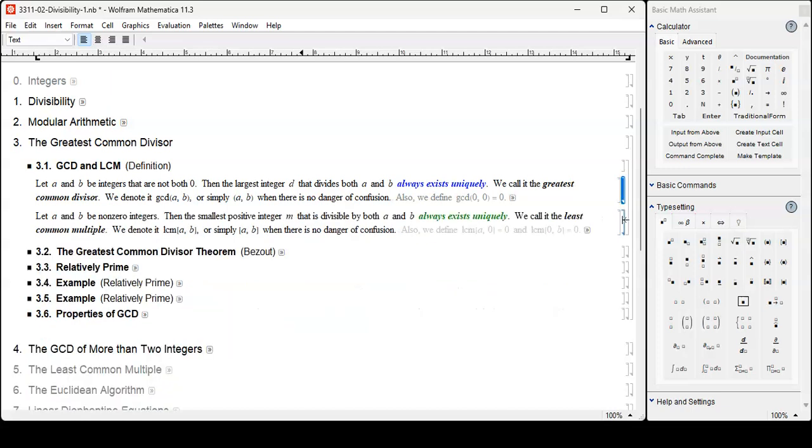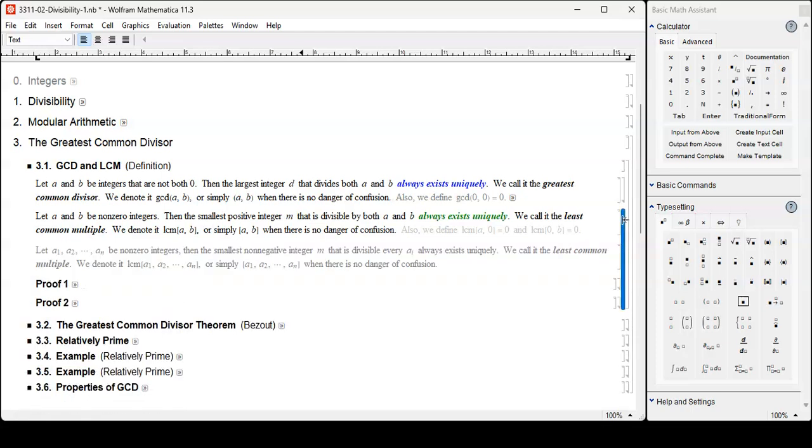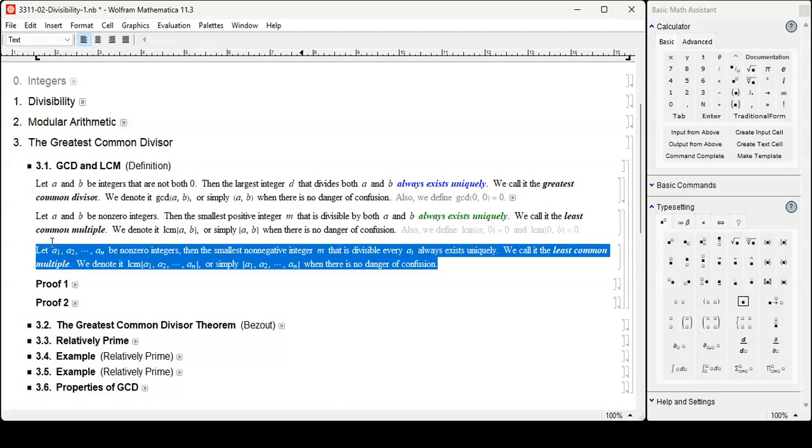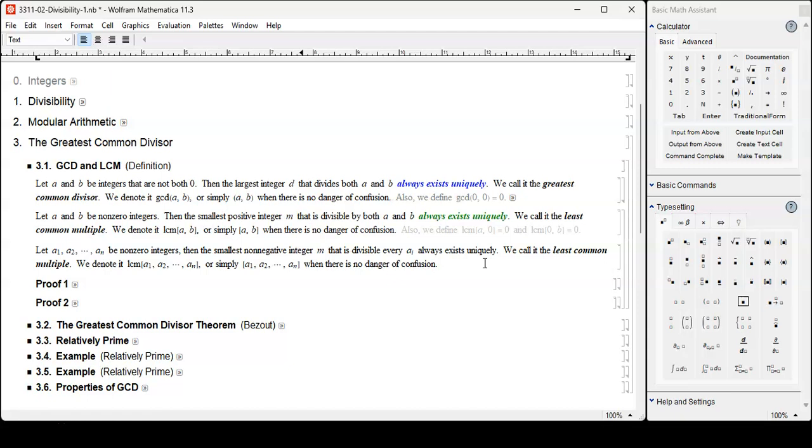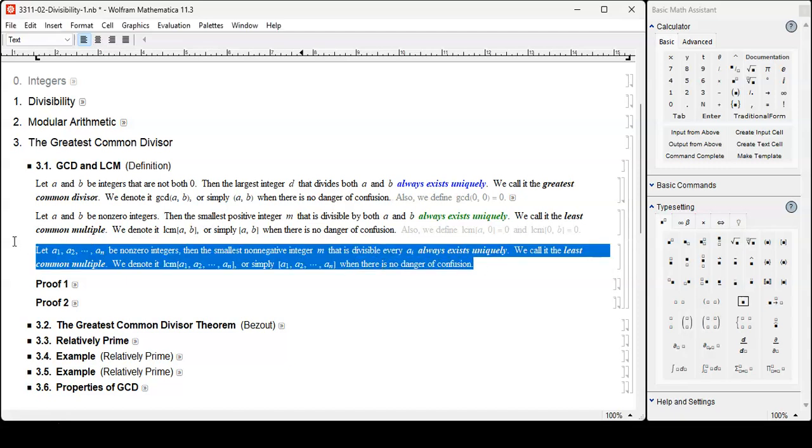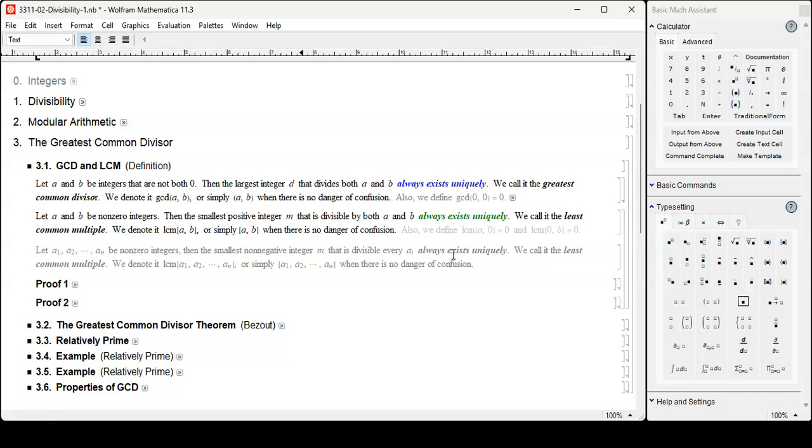Next, let's go to LCM. This one is actually easier. And by the way, we can consider the n-number version as well. A1, A2, A3 to AN, and then we can find the smallest non-negative integer that is divisible by all the AIs, and that number exists uniquely all the time, and that's the LCM. That extension is again left to the students, and actually it's in proof 2.